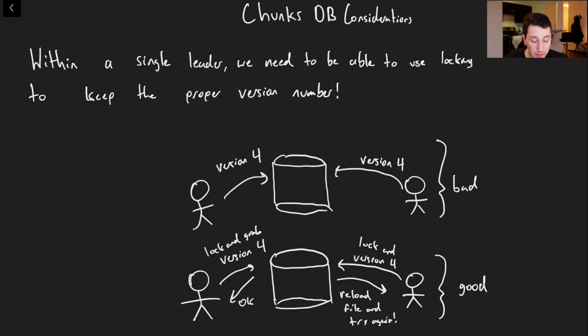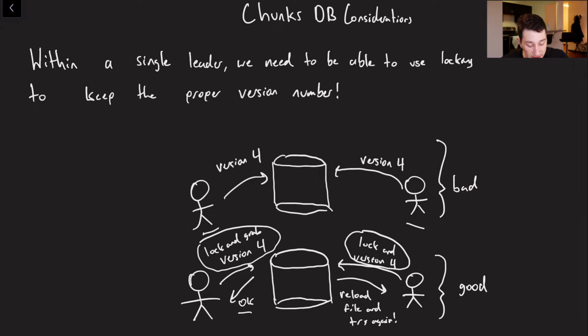Well, within a single leader, we basically need to be able to make sure that there is only one version of a given file, right? I can't have two users writing version 4 of the same file at the same time. So we would need to do some sort of locking, where if this guy says, I'm grabbing version 4, and another guy does the exact same thing, and we can do this either via predicate locks or just grabbing a lock on the file ID itself.